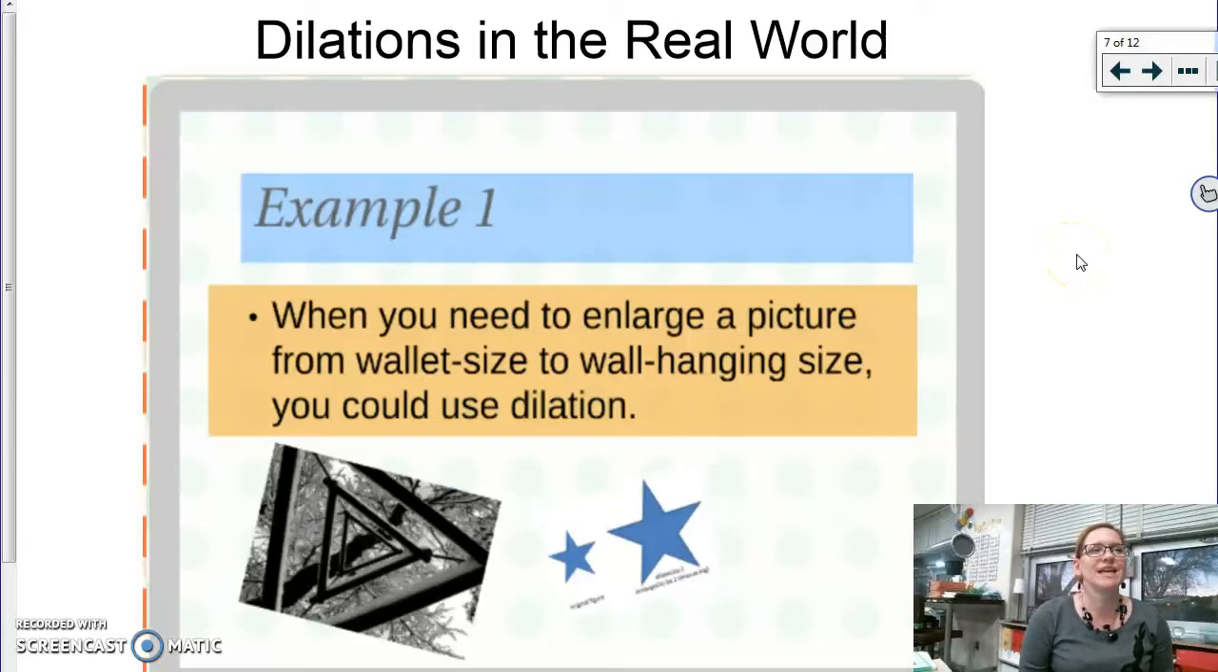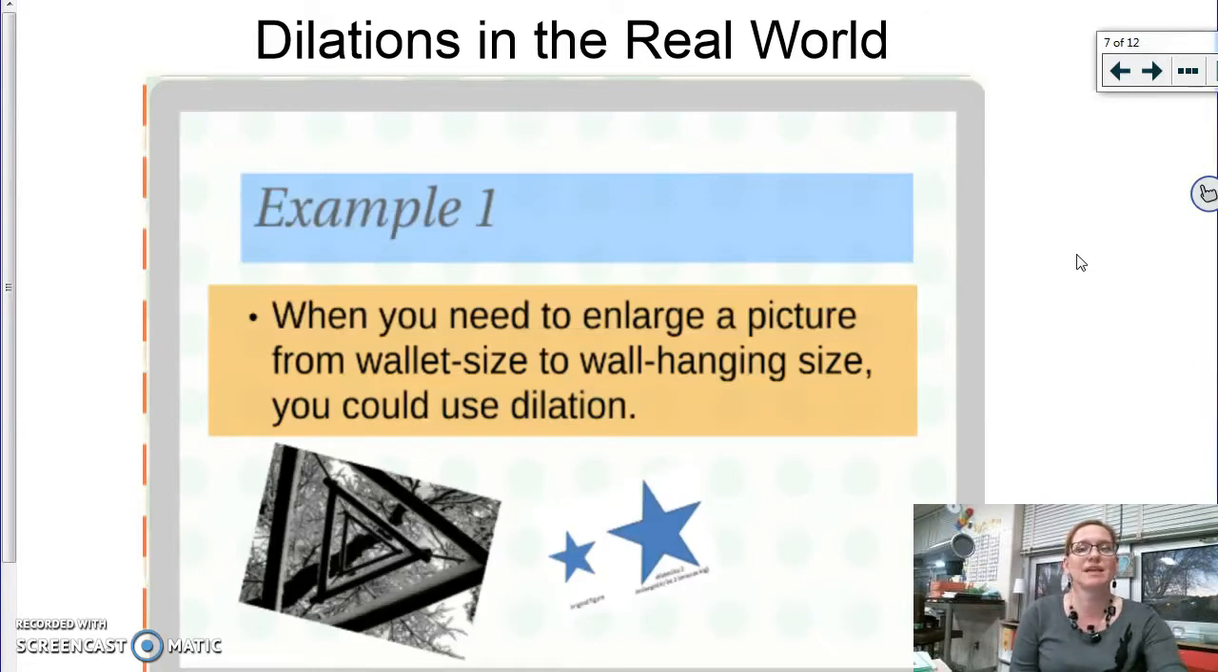Hi everyone. Today is a dilations review day, so you get an opportunity to practice some of the things that we have been talking about in class over the last few days. So the first thing to get us started is to review, where do we see dilations in the real world and the world around us?